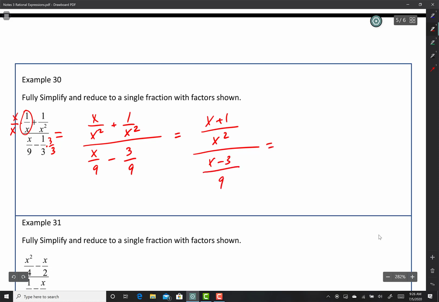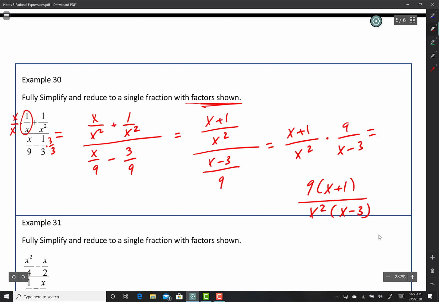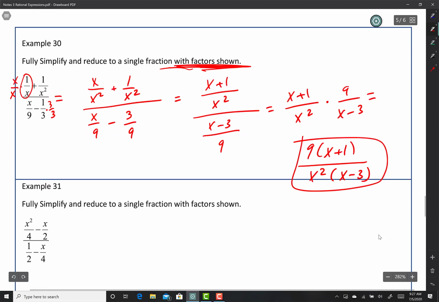And now you can do the keep change flip, which you guys tend to like. x plus 1 over x squared times 9 over x minus 3. That's not necessarily my favorite route to do these, but that's fine. I'm not going to try and change the way you think if that's how you learned this in junior high, which I'm perfectly okay with. Did it say to show my factors? It was factors shown. Okay, since it says factors shown, guys, leave everything factored out. 9(x plus 1), and then x squared (x minus 3). And there it is, because it says factors shown there. So let's keep going.